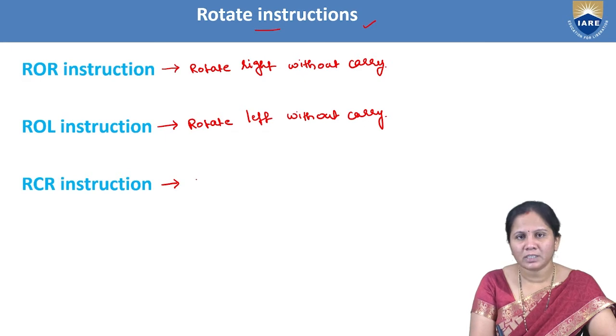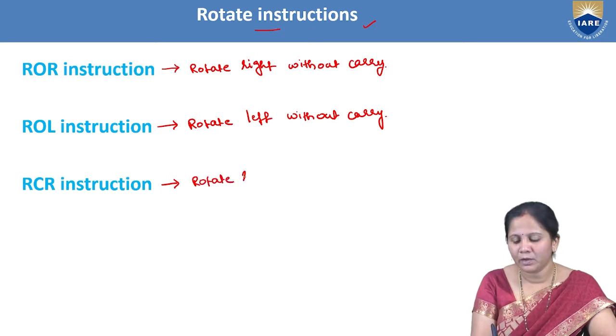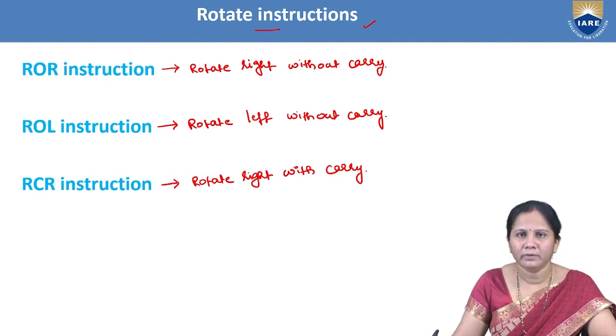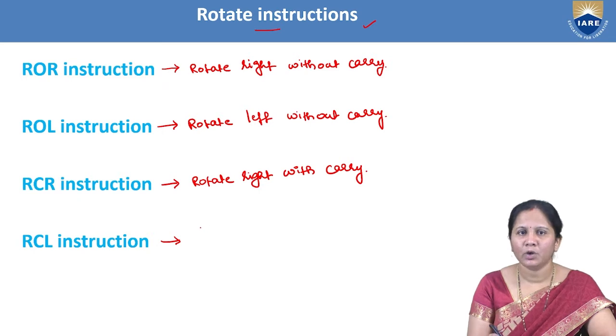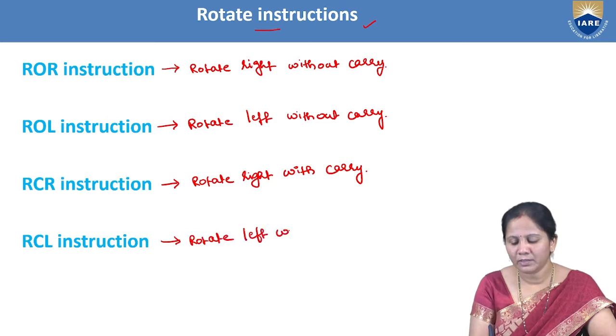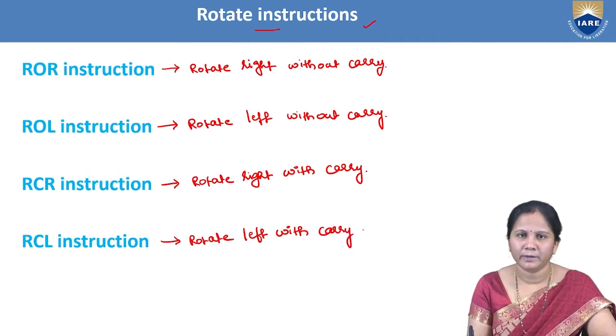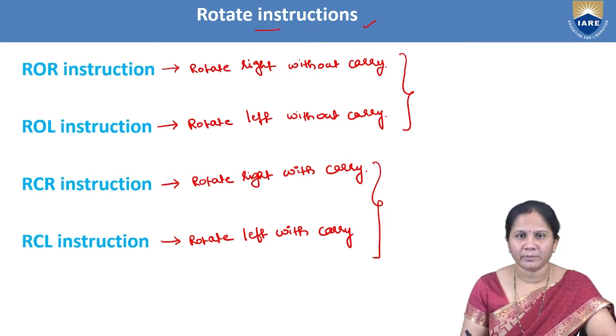The next rotate instruction is RCR. RCR represents rotate right with carry. The next rotate instruction is RCL, which represents rotate left with carry. So ROR and ROL are the rotate instructions where the rotation operation is performed without considering the carry bit, whereas RCR and RCL perform the rotate operation by considering the carry bit.